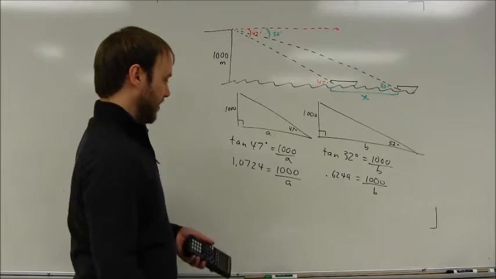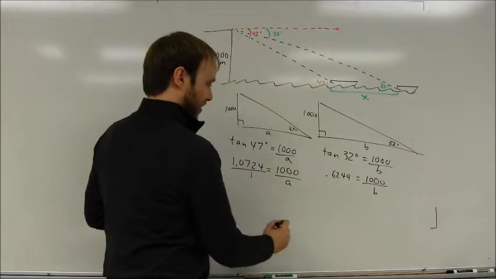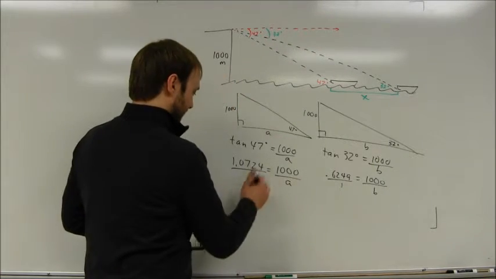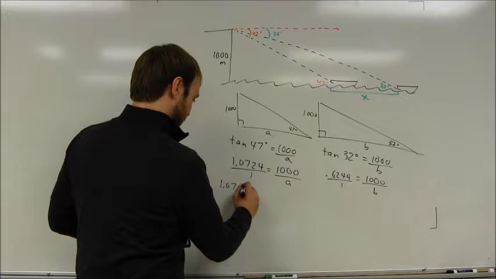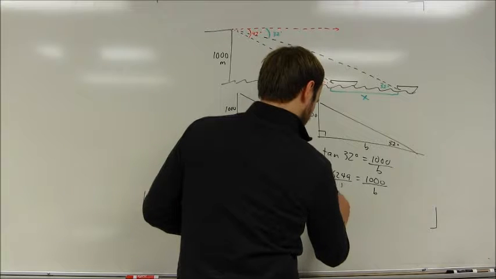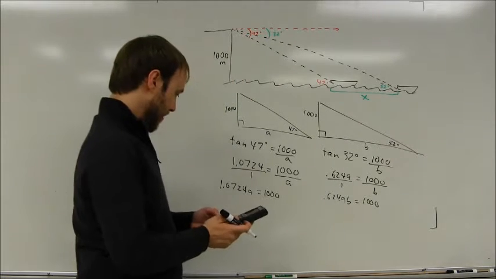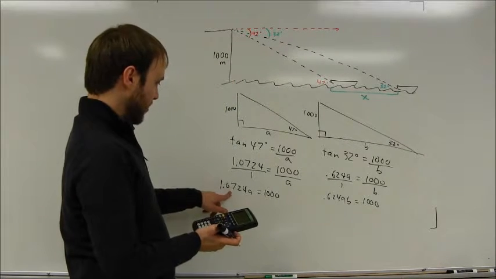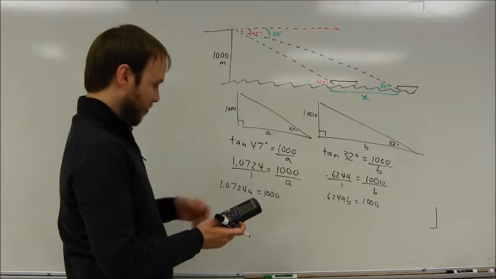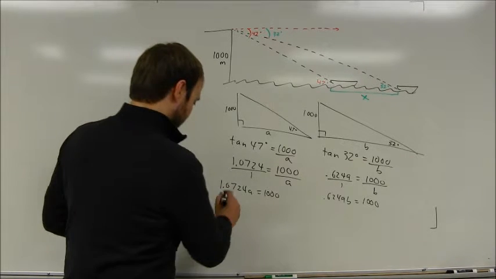And we should be able to solve both of these equations now. You can multiply both sides by A and then divide. You can put it over 1 and cross multiply. I've always found that to be a little bit easier for people. So I get A times 1.0724 is equal to 1,000. I get 0.6249B is equal to 1,000 over here. And so I'm going to go ahead and divide. The 1.0724, by the way, is the tangent of 47. So you may want to go back in your calculator and actually type in the tangent of 47. And basically you're going to be dividing 1,000 by that value.